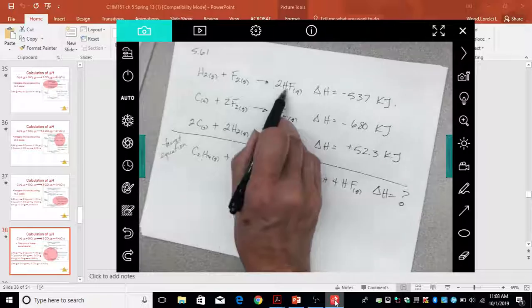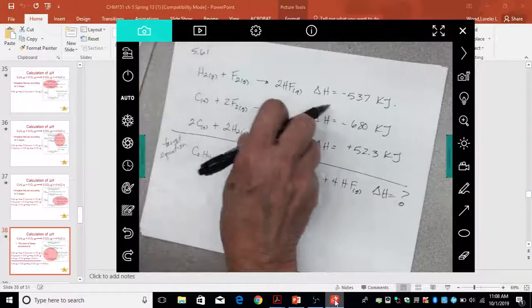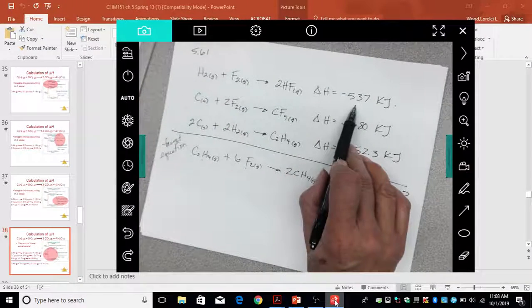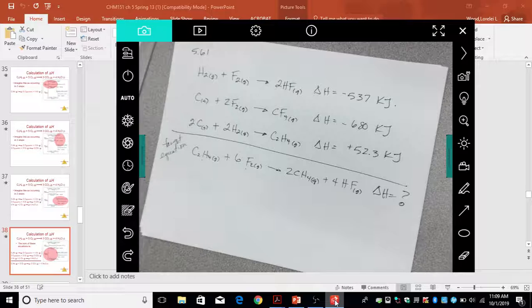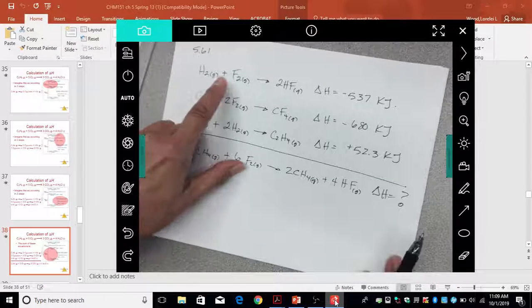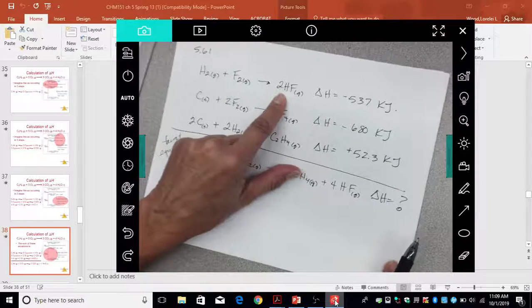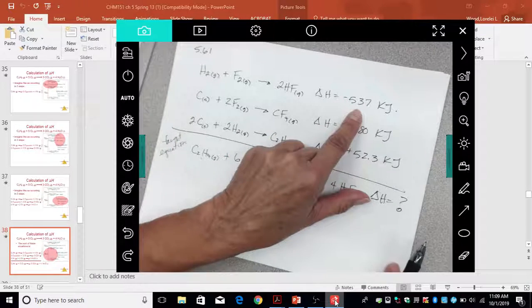So if I have to switch this and have HF yield H2 and F2, I simply change that to a positive 537. Say, for example, I need more than one of those things and I want to multiply the whole equation by 3. I'd have 3 H2s and 3 F2s making 6 HFs. What would I do to my enthalpy value?